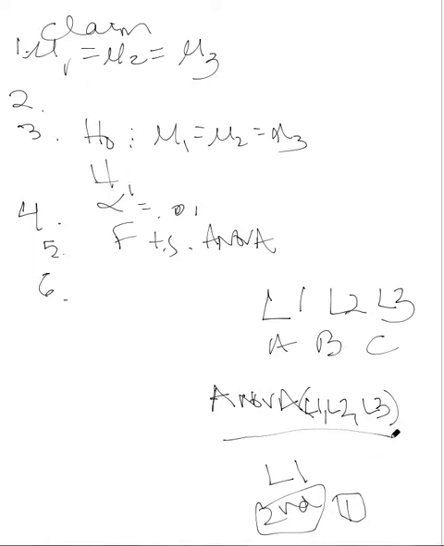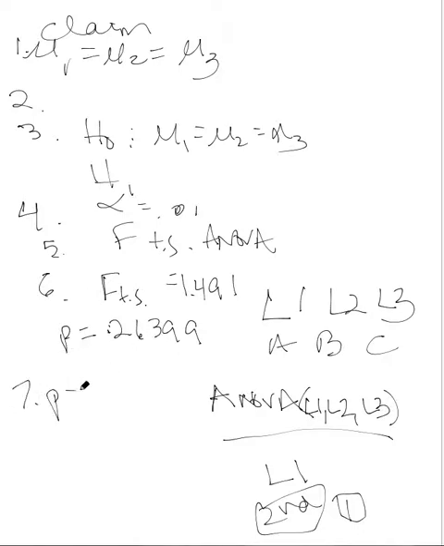Then after you calculate this test, you will calculate an F test statistic. I got 1.491. And I got a p-value of 0.26399. So then I just did the p-value test here. I said p is greater than alpha, which means I fail to reject. So then step 8, I use the wording, think of it as number 4 wording.